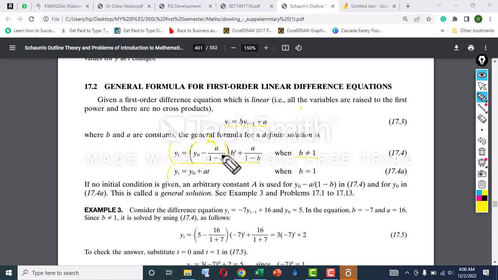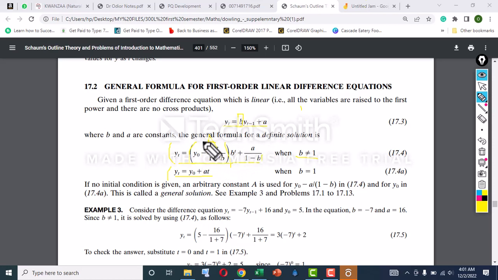So for b equal to 1, we don't want this to give us 1 minus 1, which is 0 in the denominator. So if b is equal to 1, we won't be able to use this formula again. That's why we are introducing this new formula whenever b is 1. Whenever b is 1, you just use yt equals y0 plus at. Please take note of that. Whenever you see a question, the first thing to check is whether b is 1 or not. If it is 1, you use this shorter formula. If it is not 1, you use the long formula.